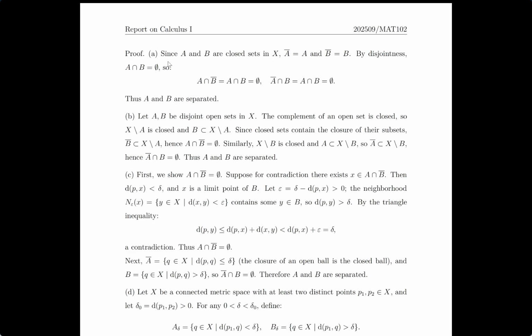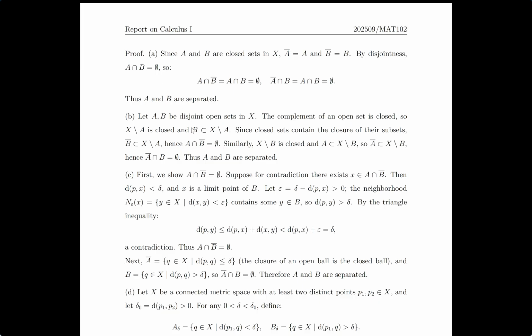Problem A is easy. We know that A and B are closed sets in X, and we know that the closures of A and B equal A and B. By the disjointness, A intersects B is empty, so A intersects the closure of B is empty, and the closure of A intersects B is empty too, so they are separated.